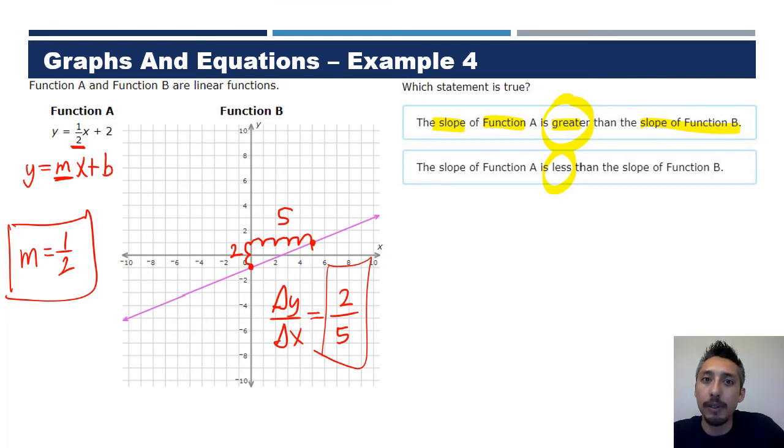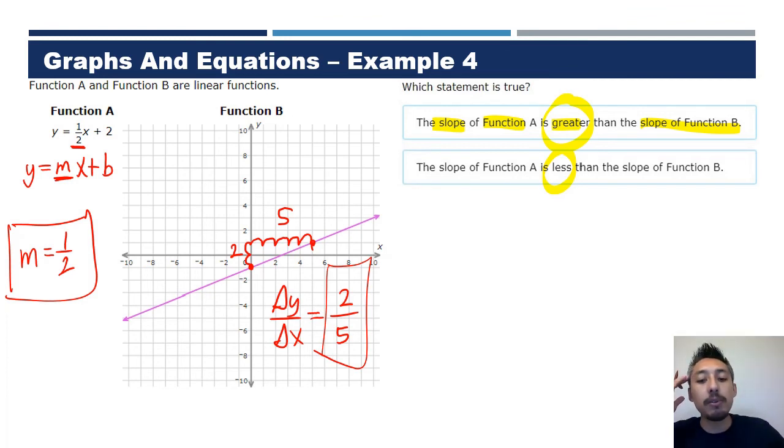So which one is bigger? There's a few different ways that we could figure this out. We could just try to compare these fractions as fractions and maybe change them, create some equivalent fractions, but that might take a little too long. This is where your calculator will come in handy if you want to do this the fastest way possible.